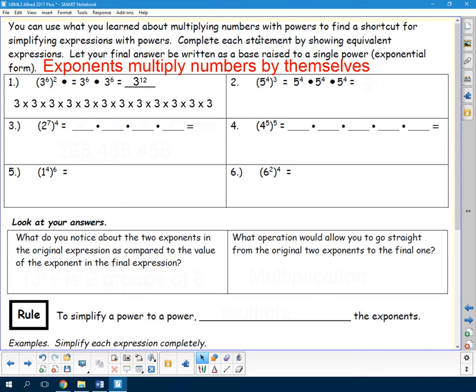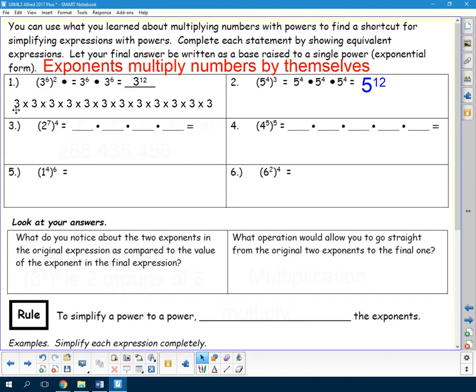Okay, look at the second one. It says 5 to the 4th cubed. That's 5 to the 4th to the 3rd power. So 5 to the 4th times itself 3 times is the same thing as 5 to the 4th times 5 to the 4th times 5 to the 4th. We know from mini lesson 2 that when we have exponents with the same base being multiplied, we can add the exponents. That's the same thing as 5 to the 12th. Okay, 5 to the 4th to the 3rd, same thing as 5 to the 12th.